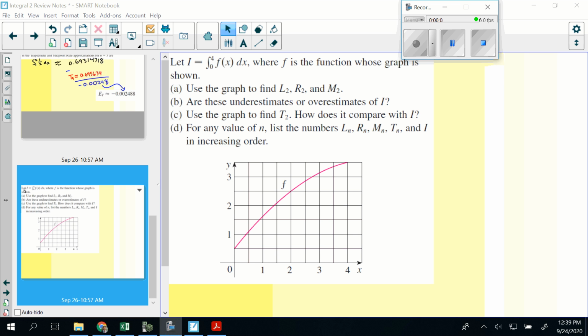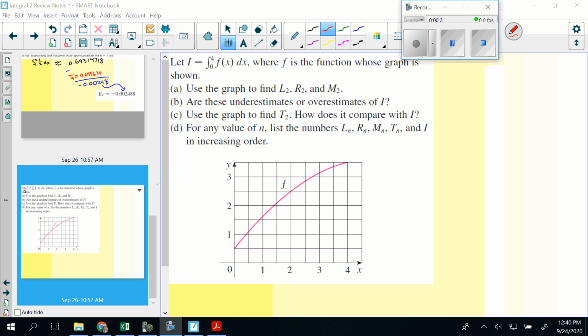All right, here's an estimation problem. They're giving us this graph of the function, I, which is equal to the integral from 0 to 4 of the function f. So that would be the area underneath that curve. They want us to use this graph to find the Riemann sum approximation of L2, R2, and M2, where L would be left endpoints, R would be right endpoints, M would be using midpoints.